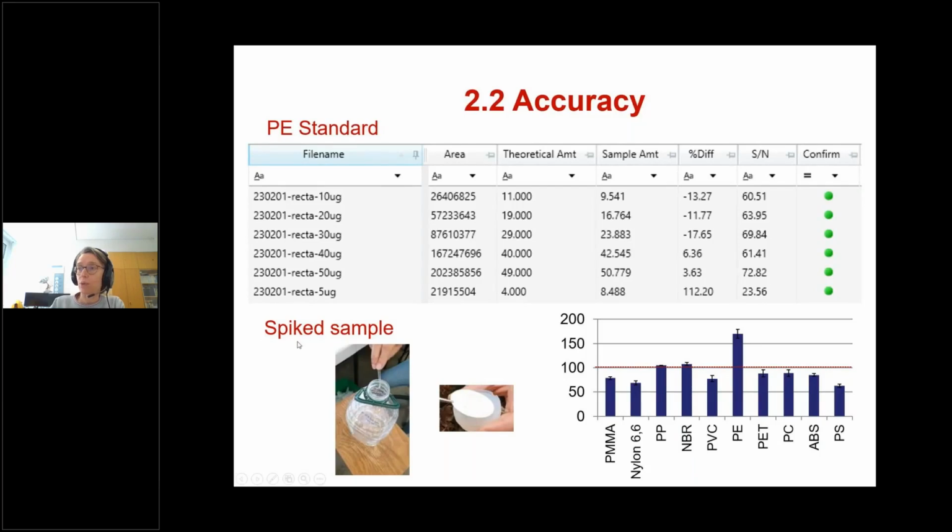We also did the same with spiked bottled water. When we analyze this filter, we find the recovery is close to 100%. So again, we have a good accuracy in the instrumental part, but also in the extraction part.